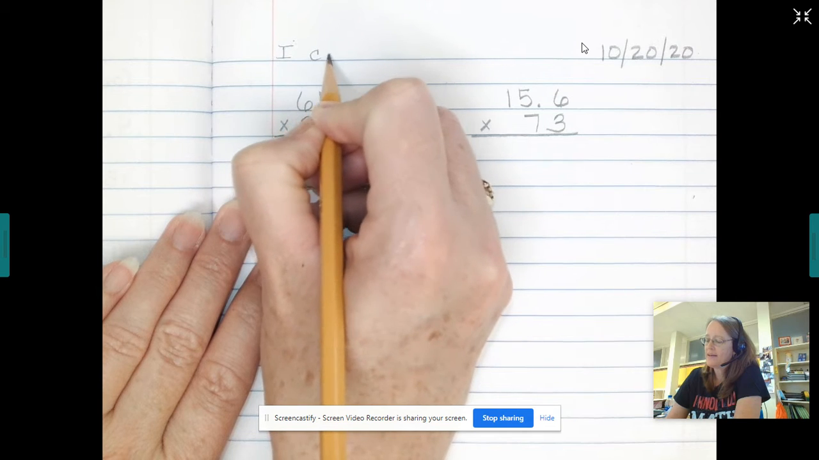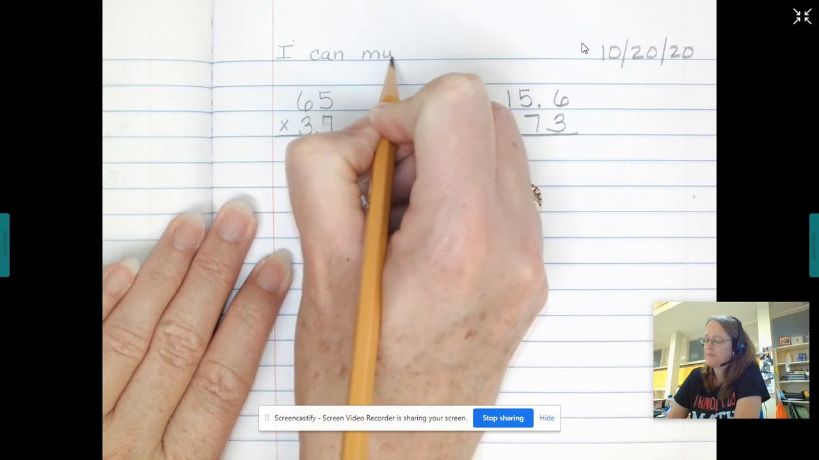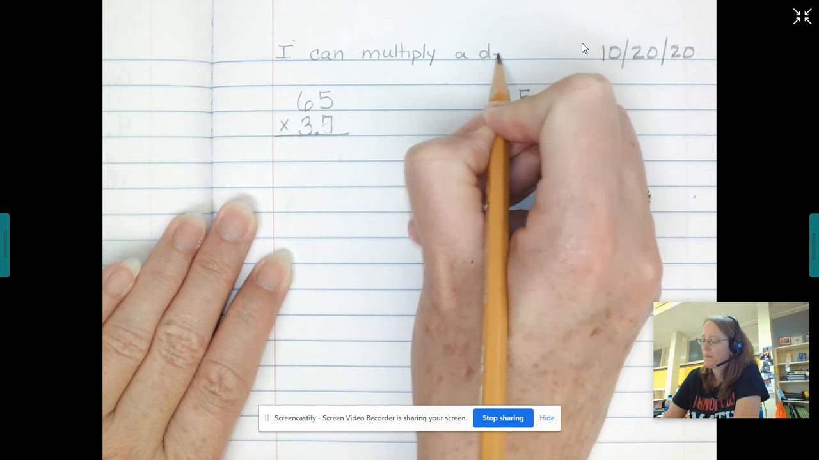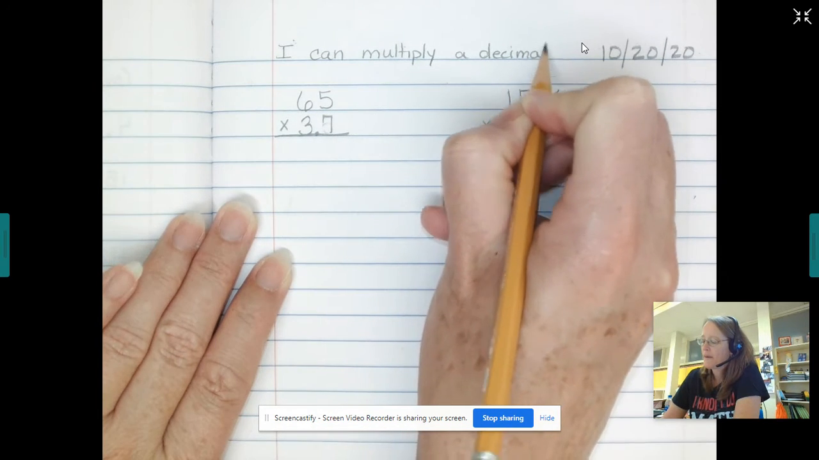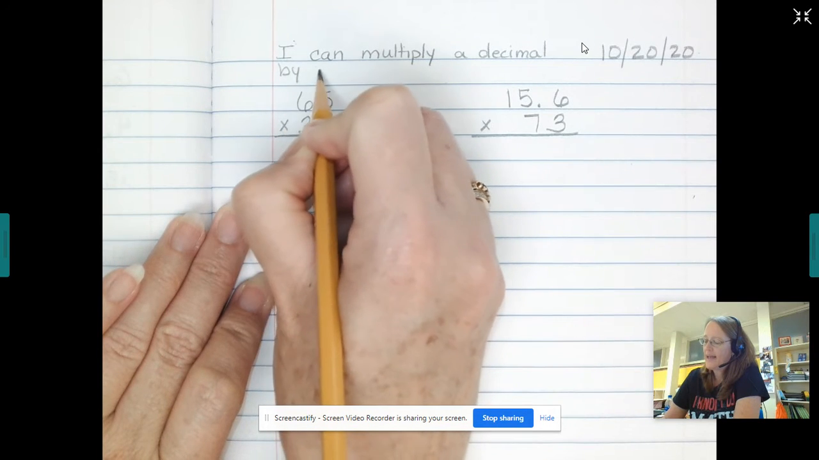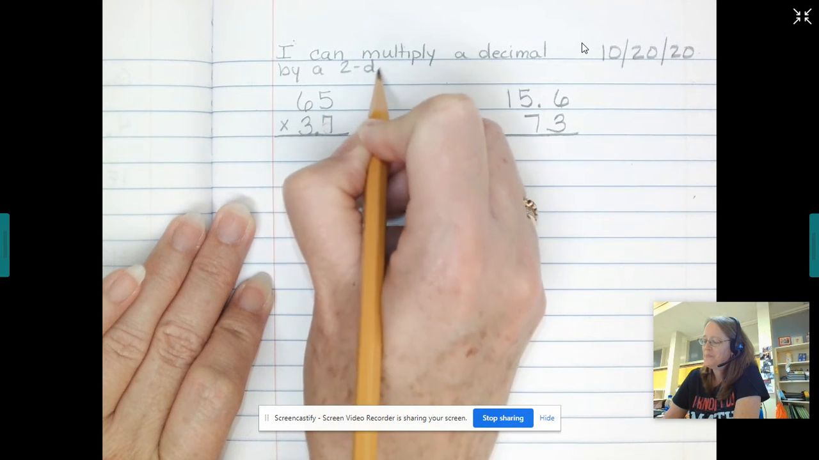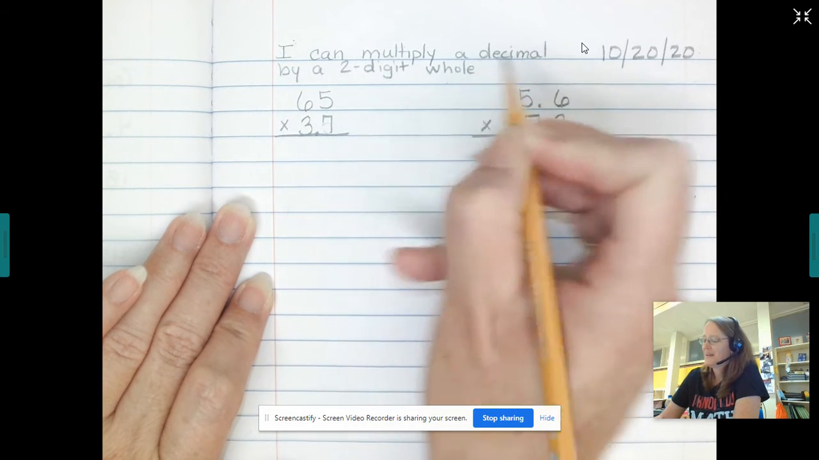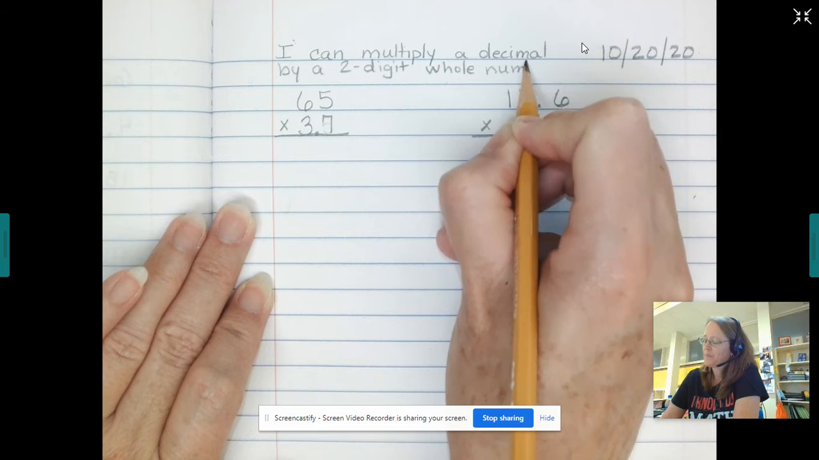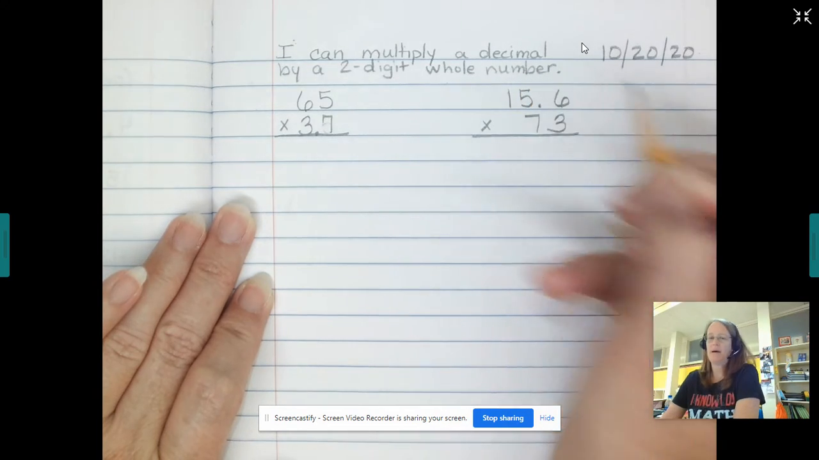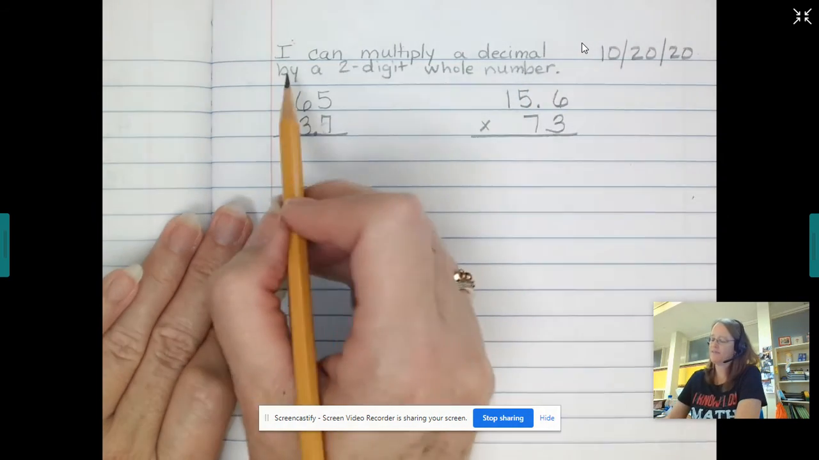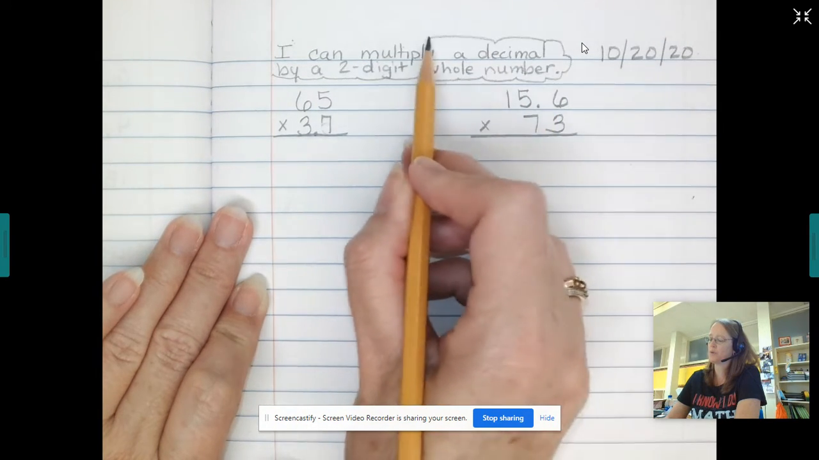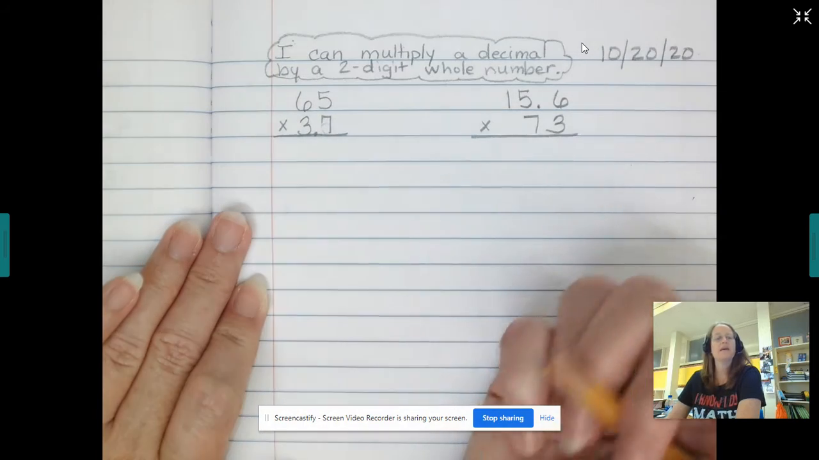I can multiply a decimal by a two-digit whole number. Sorry about that, guys. Hopefully that's going to fit in your journal. Well, your journal will look better than mine today. So here we go.